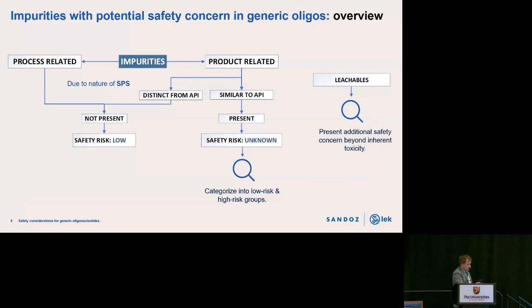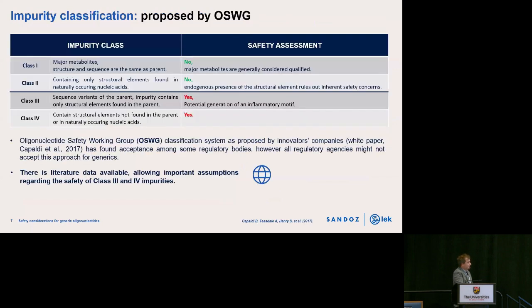And one way to do this is by applying a classification system, as was proposed by the Oligonucleotide Safety Working Group, and also recently adopted by EMA in their quality guideline. I think it's from July this year. So this system contains 4 classes.